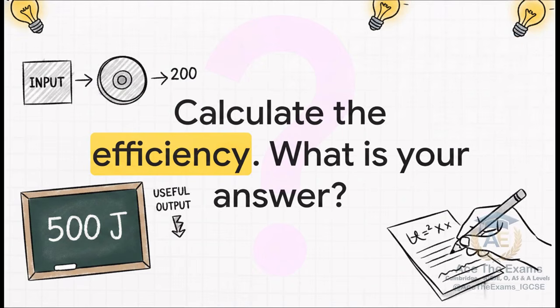Now it's your turn. I want you to pause and predict. Using the exact data we just looked at, 500 joules total input, 200 joules useful output, calculate the efficiency of this system. Run the numbers in your head or jot them down on a piece of paper. Think carefully about your final answer. What exactly are you going to write on that final answer line to secure all the available marks?